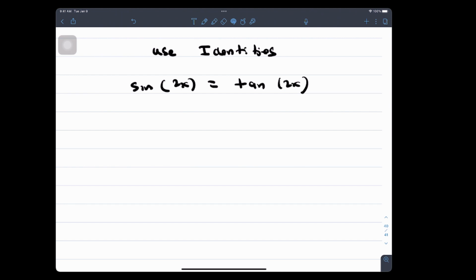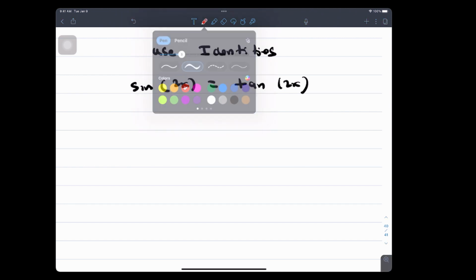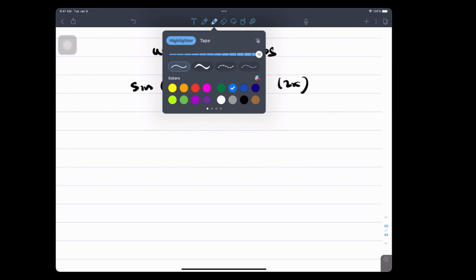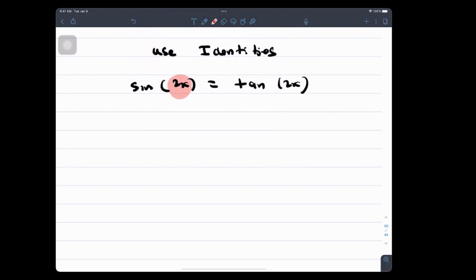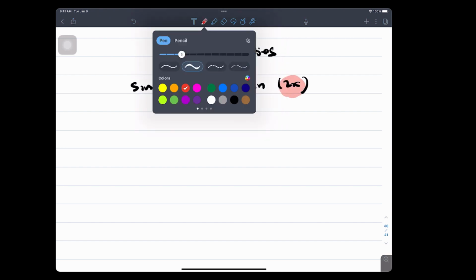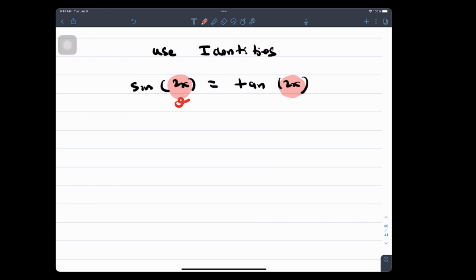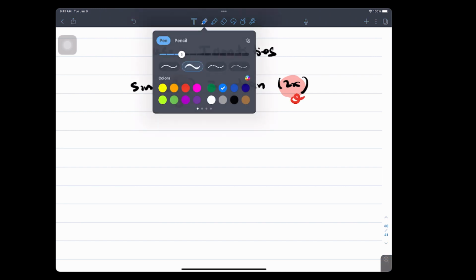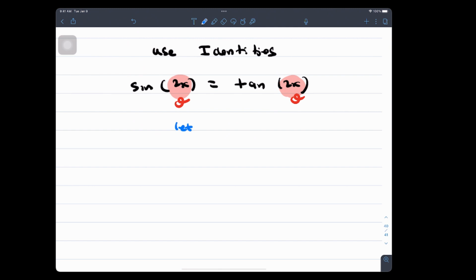Now, before you do that, though, what do we want to do? If you guys notice, you say, wait a minute, but these are multiple angles. They are. Okay, let that be theta. Let this be theta. So we can start the process by just changing the variables to theta. You get sine theta equals what? Tangent theta.